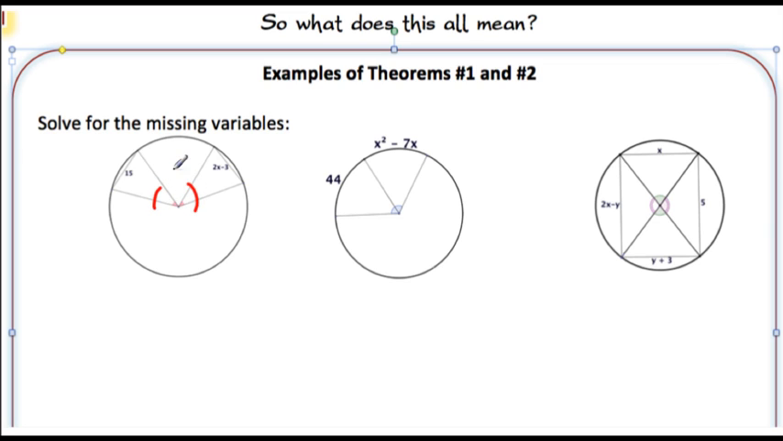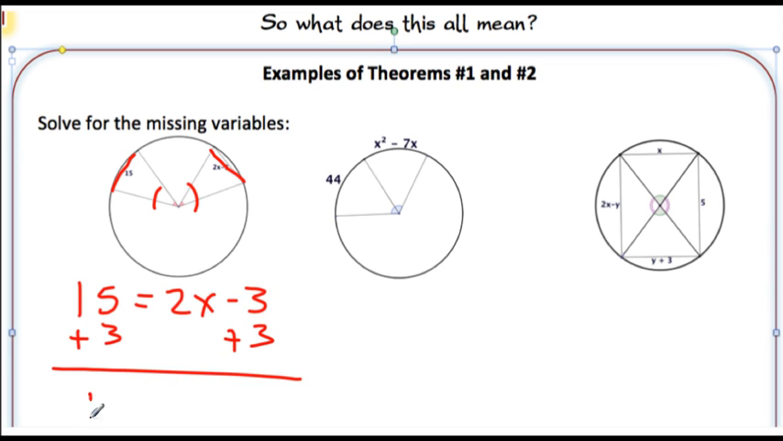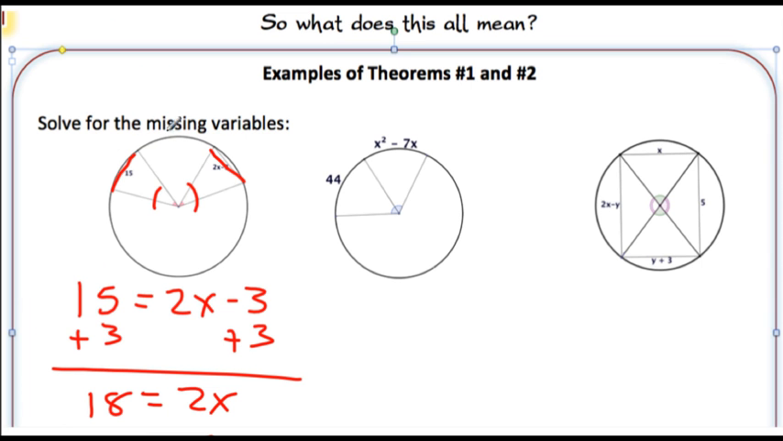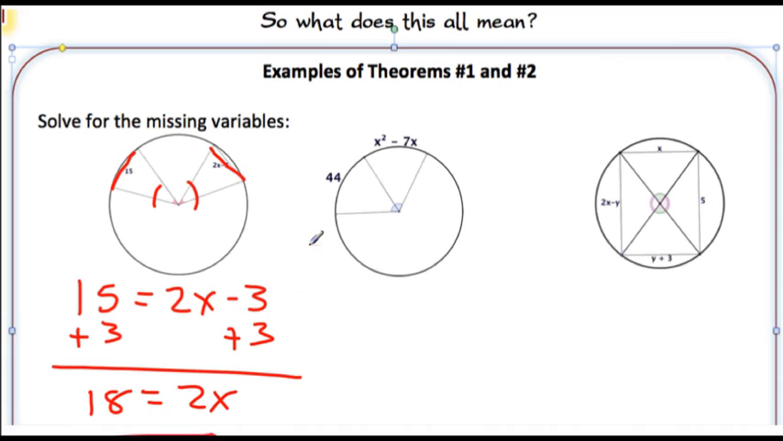And if you remember, congruent central angles have congruent arcs, and congruent arcs have congruent chords. So that means that this chord right here is congruent to this chord right here, or 15 is equal to 2x minus 3. All right, if you add 3 to both sides, this is Algebra 1 stuff. This is easy. You get 18 equals 2x, and then we divide each side by 2. You're going to get 9 equals x. All right, so we solve for that missing variable. x equals 9.